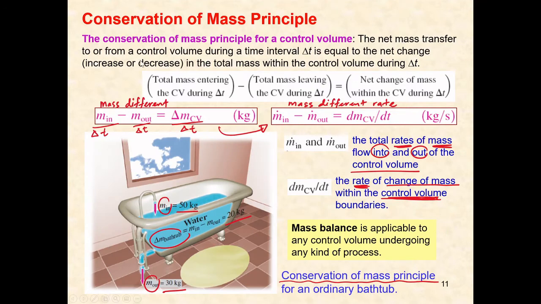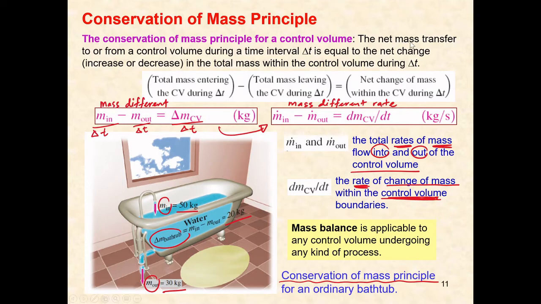So now let us look into the explanation of the conservation of mass, in terms of its principle being used. The conservation of mass principle for a control volume: remember, for a control volume we allow mass to enter and leave the system. At the same time, heat and work are also entering and leaving the system.